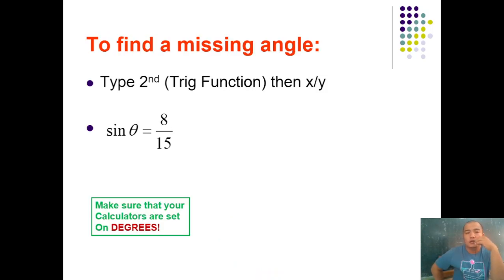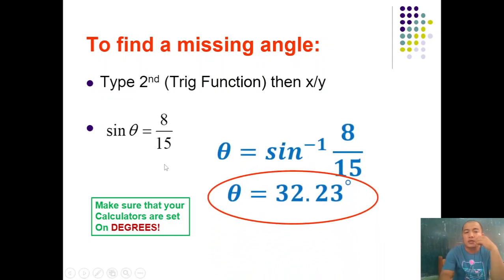So to find a missing angle, we're going to just use shift sine or shift cosine or shift tangent in your calculator. Example, sine theta is 8 over 15. What's the measure of theta? We just press shift sine 8 over 15 in your scientific calculator. The result will become 32.23 degrees.